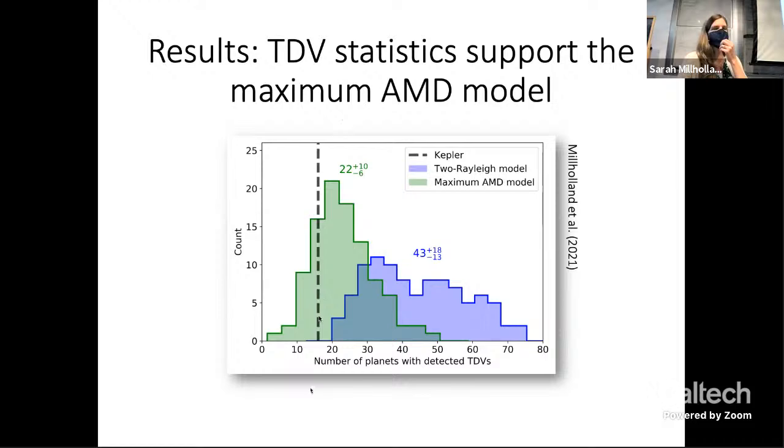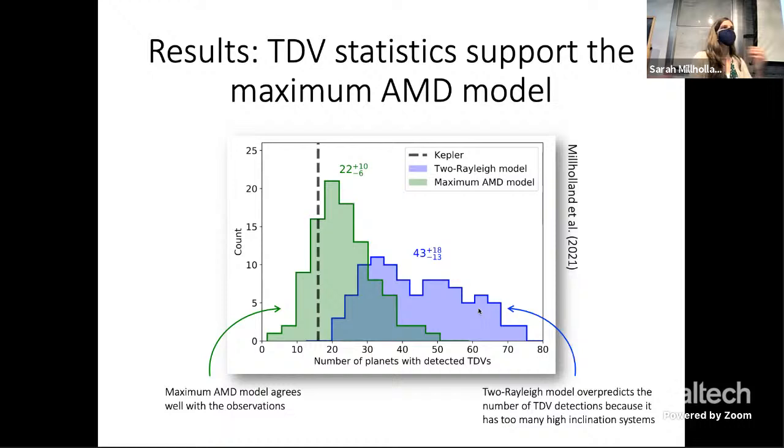And the dashed line is showing the number that we got from the observations from Kepler. So we can see that the maximum AMD model yields a quantity of planets with detected TdVs that is in good agreement with the observations. Whereas in contrast, this dichotomous two-Rayleigh model overpredicts the number of planets with detected TdVs because it has so many higher inclination systems. And those higher inclinations tend to drive larger TdVs overall.